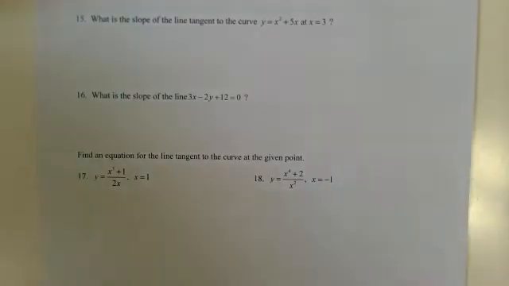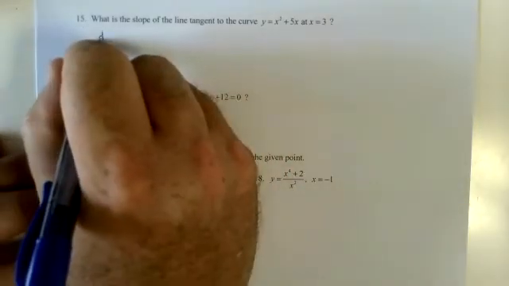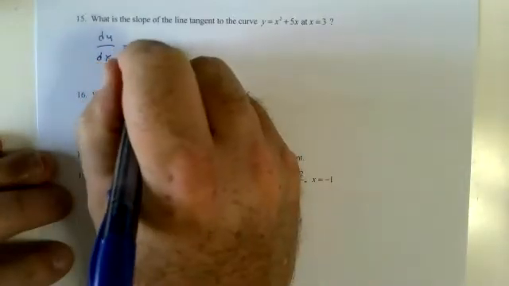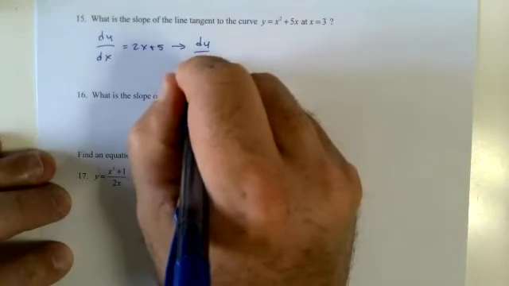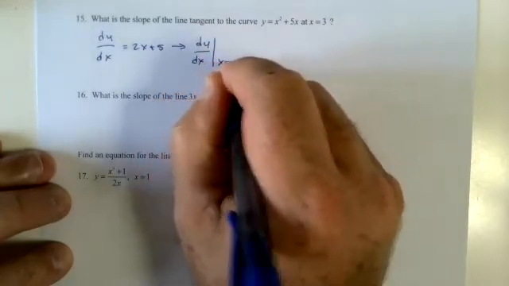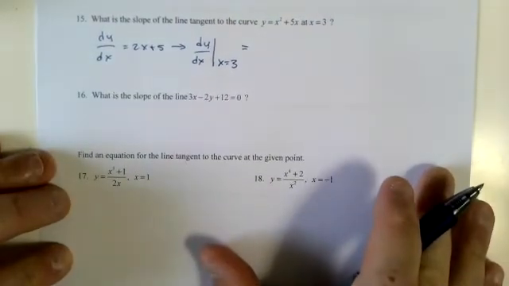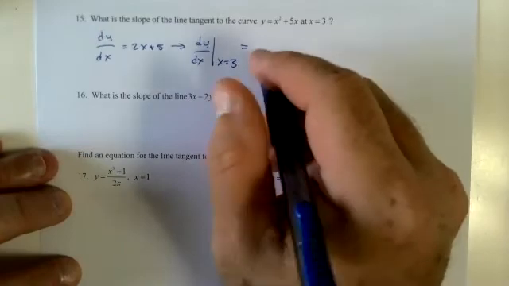What is the slope of the line tangent to the curve at x equals 3? dy dx equals 2x plus 5, dy dx at x equals 3. This is how they do it with the dy dx notation. Equals 11.